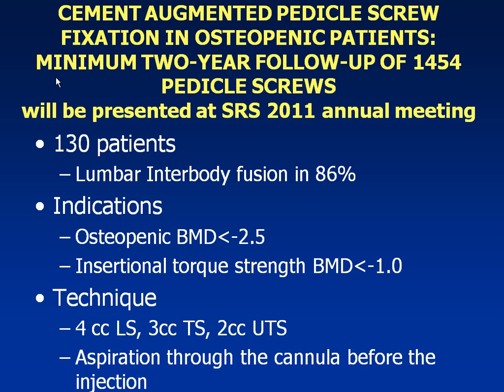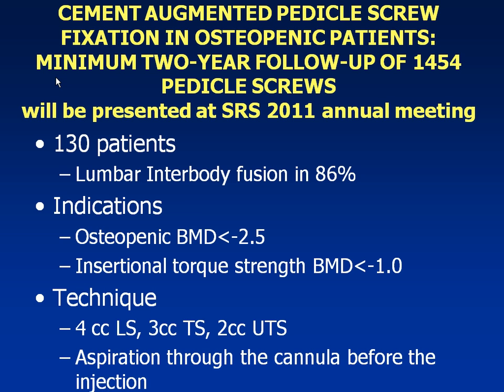The indication was those patients who had BMDs below minus 2.5, and for the osteopenic patients who were between minus 1 and minus 2.5, we decided whether to augment the pedicle screw with cement according to the insertional torque strength that I have mentioned before. In our technique, we prefer to inject at least 4 cc's in the lumbar spine, 3 cc's in the thoracic spine, and 2 cc's in the upper thoracic spine.